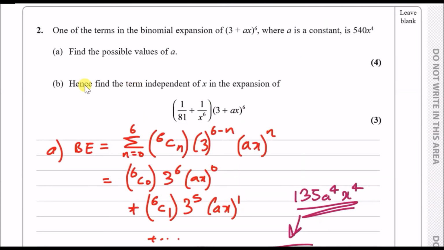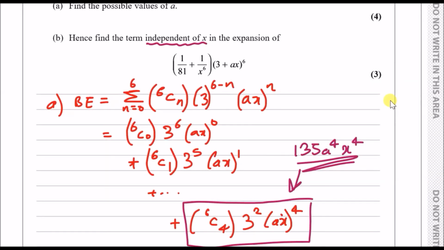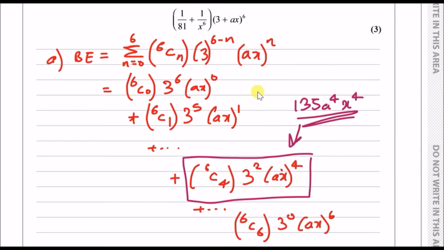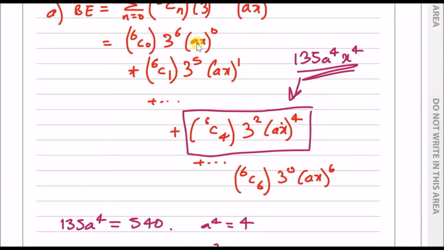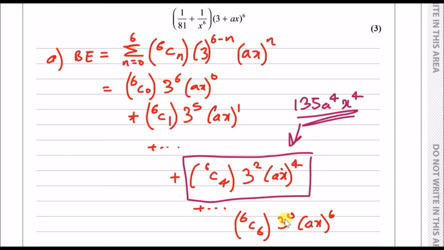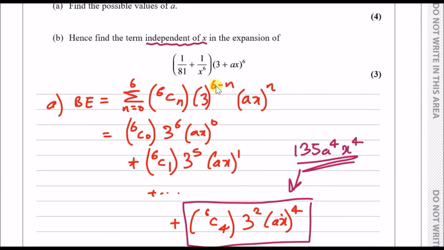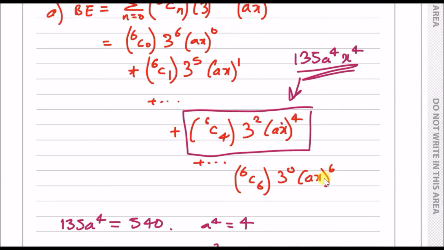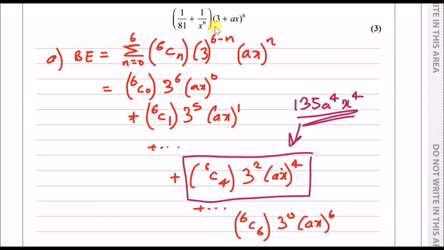Now looking at part b, it says hence, so this means continue from the previous. Find the term independent of x in this given expansion. The phrase independent of x means that if you expanded this fully, all you care about are the terms that have no x attached to them. There won't be many such terms, because almost everything except the first term has an x attached. Another thing to note is that we have x to the 6, and the only way to cancel this term is to multiply it by another x to the 6.